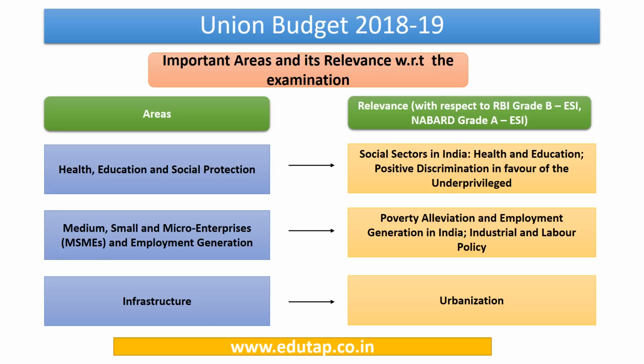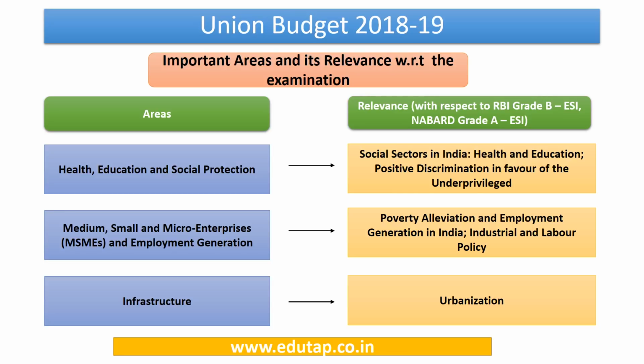So the first area that we have covered is health, education and social protection. Now, where is this area mapped to in our syllabus? So we find the mapping in social sectors in India, health and education topic plus positive discrimination in favor of the underprivileged. Now the next area that we would be covering is medium, small and micro enterprises plus employment generation. Now this can be mapped to the topics poverty alleviation and employment generation in India plus industrial and labor policy.